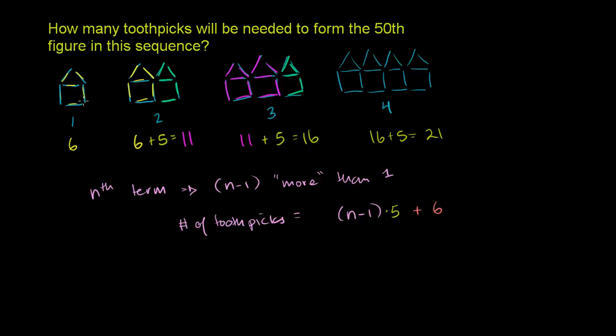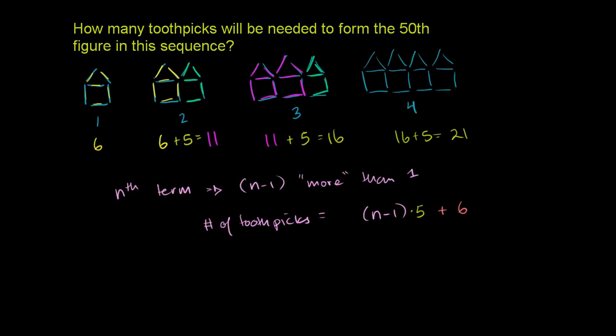Now another way, and many of y'all might find this easier to think about, is you could imagine a term here that they didn't draw. You could imagine a 0th term. So let me just draw it here. Imagine a 0th term. And the 0th term would just be the left wall of the house, or in this case, the left toothpick of a house. And then the first one, you're adding 5 toothpicks to that. And the second one, you're adding 5 toothpicks to that. And when you think about it this way, it actually becomes a little simpler to think in terms of n.